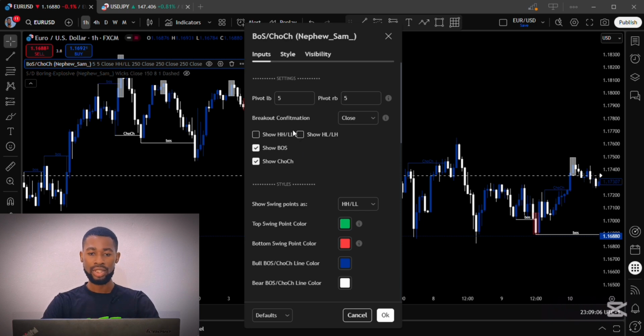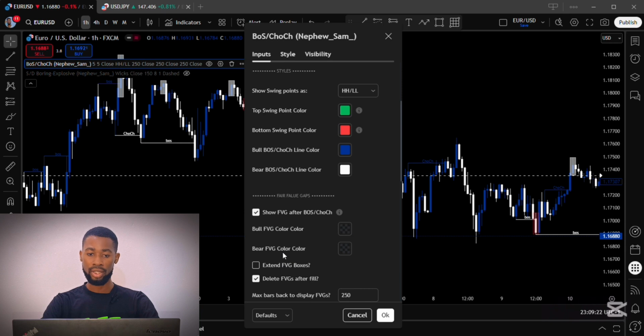So you can see it here, in the indicator you show break of structure. It shows higher highs and higher lows, lower lows and lower highs, but I don't need that, so I untick them. I made it show my break of structure and change of character. Then we have the bullish break of structure line and the bearish break of structure line. Just customize it to fit your chart's color.